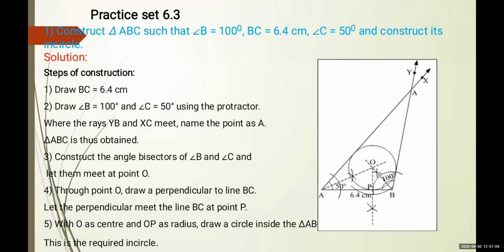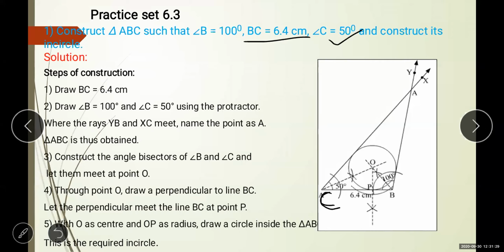Now for this, what do we have to draw first? BC is 6.4, that is given. So just draw BC. Take the length 6.4 and mention it as BC. Which angle is given? Angle C is given, so keep it on the left side. You can change the name, you can write BC as CB. So angle C is 50 degrees, so draw that. You will get this type of figure.